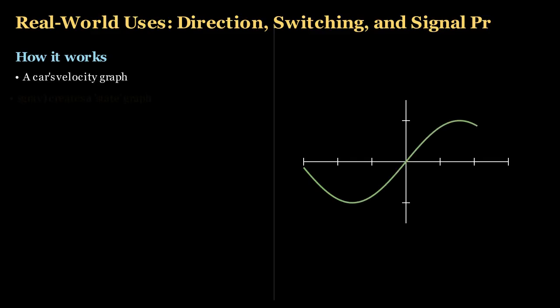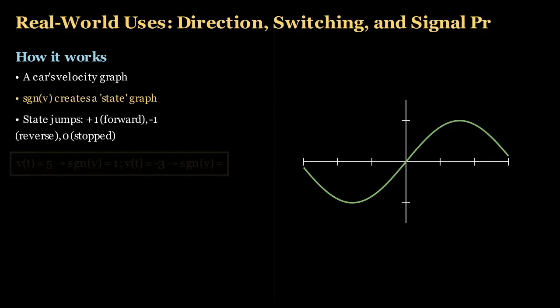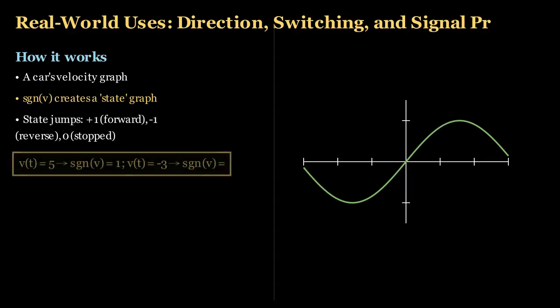Now, we feed this entire velocity graph into our signum function. What comes out is not a smooth line, but a square wave. As long as the velocity is positive, the output is a flat +1, meaning forward. At the exact moment of the stop, it drops to 0. And as soon as the car reverses, the output jumps to a flat -1, meaning reverse. We've just turned a physical motion into a clean digital state.